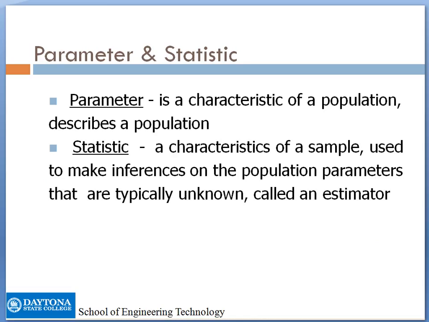Now, when you use a population, you use parameters because these describe a population. When you use a sample, you use statistics, because these are characteristics of a sample, and they're used to make inferences about the population parameters that are typically unknown, and these are called estimators.